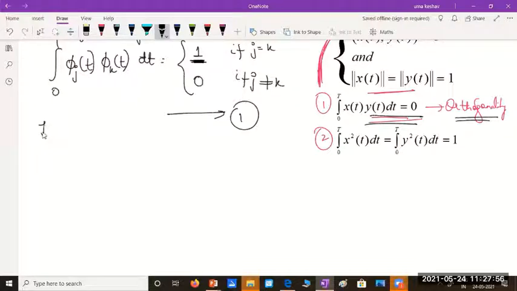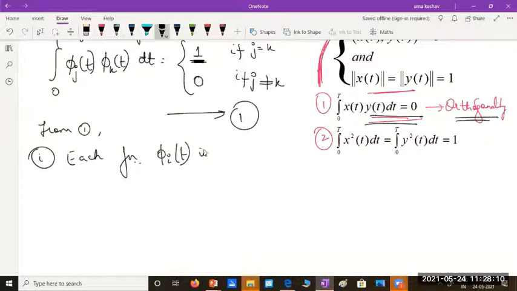So from this equation 1, what can we say? Each function phi i of t is of unit energy. Every orthonormal function will have unit energy. Remember that. This is shown by condition 1.